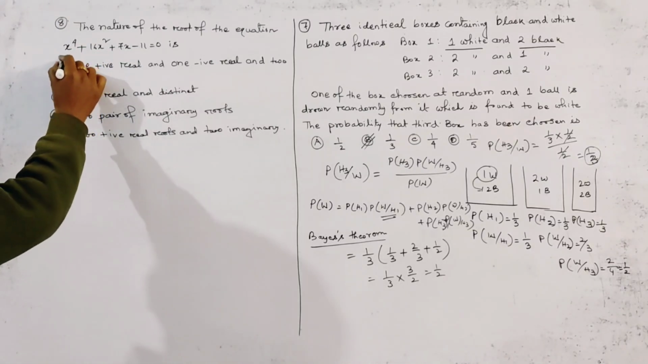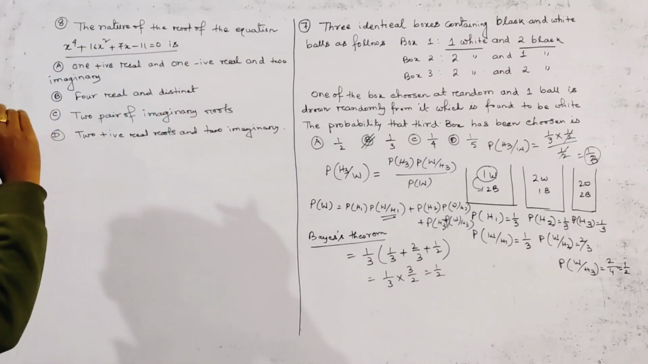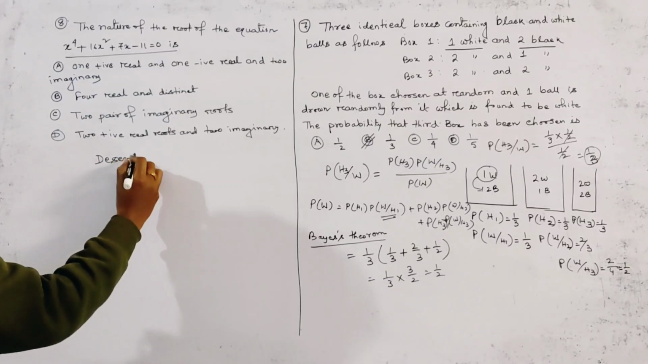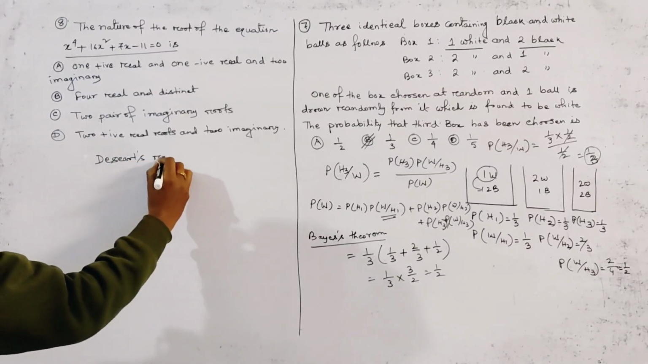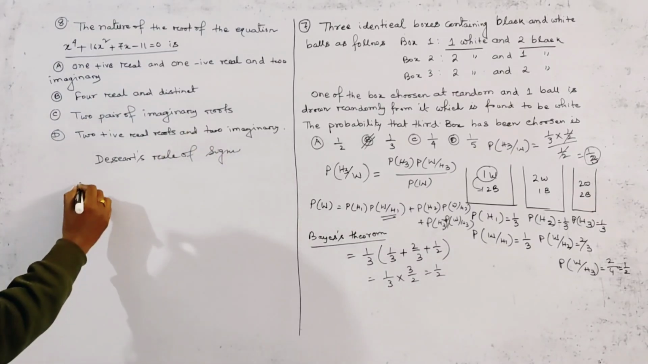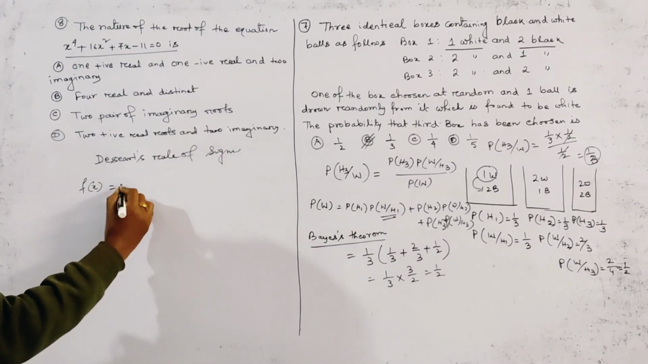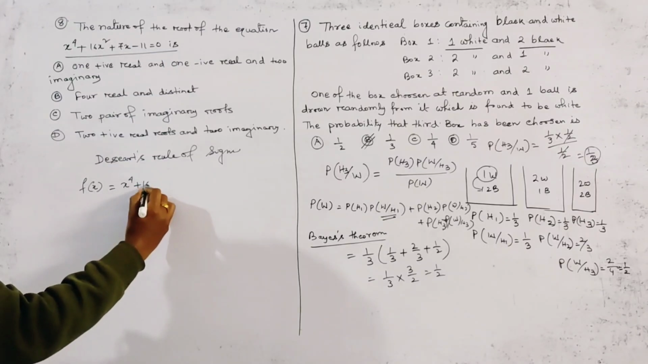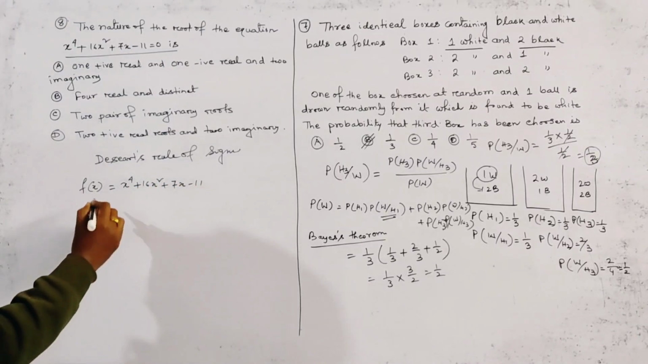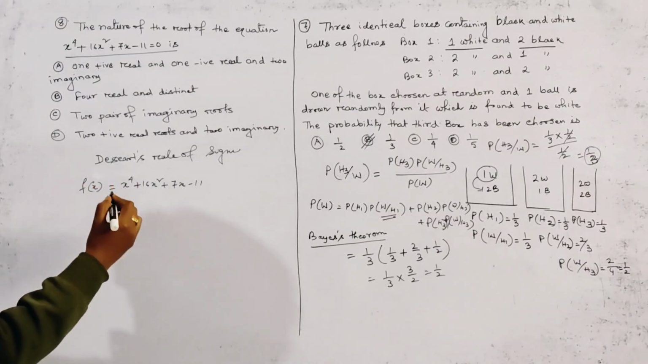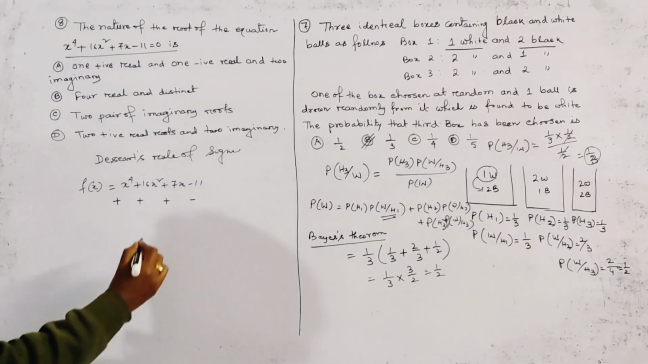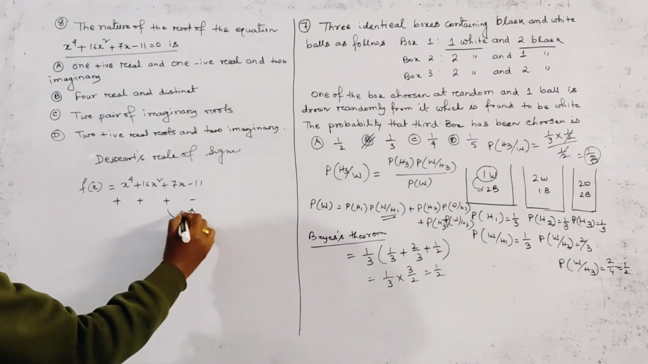And for solving this type of equation, we use Descartes' rule of signs, right? And here we write f(x), this is given by x to the power 4 plus 16x square plus 7x minus 11. And we write here the signs only. This is plus, this is plus, this is plus, and this is minus. So there will be only one change of sign.